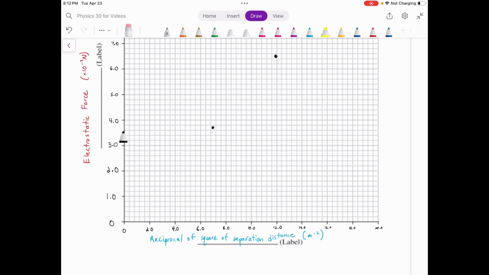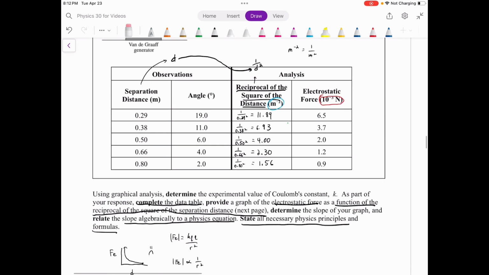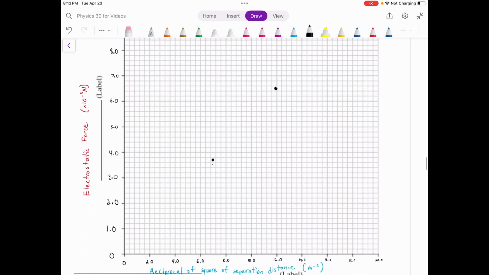Halfway between 3.6 and 3.8, right? Okay, I'll just do the rest of the points here now. All I'm going to do, go through, when x is 4, y will be 2. When x is 2.3, y will be 1.2. I'm going to add those all in.